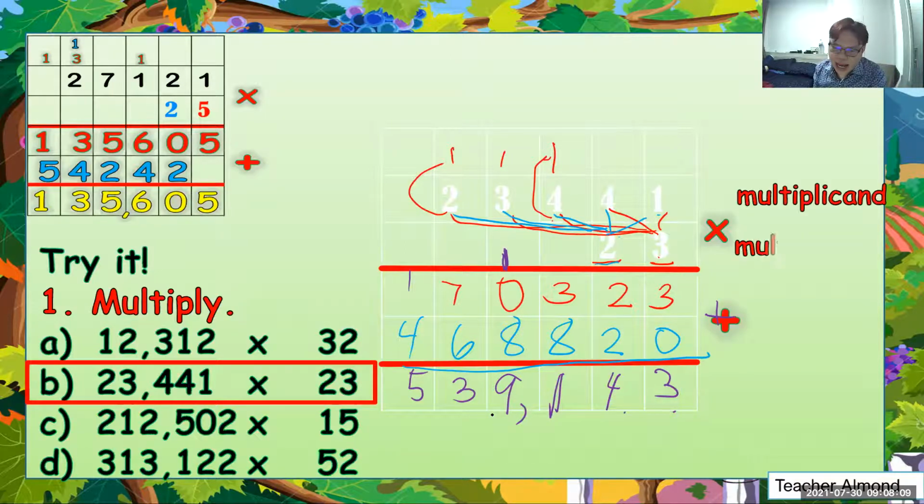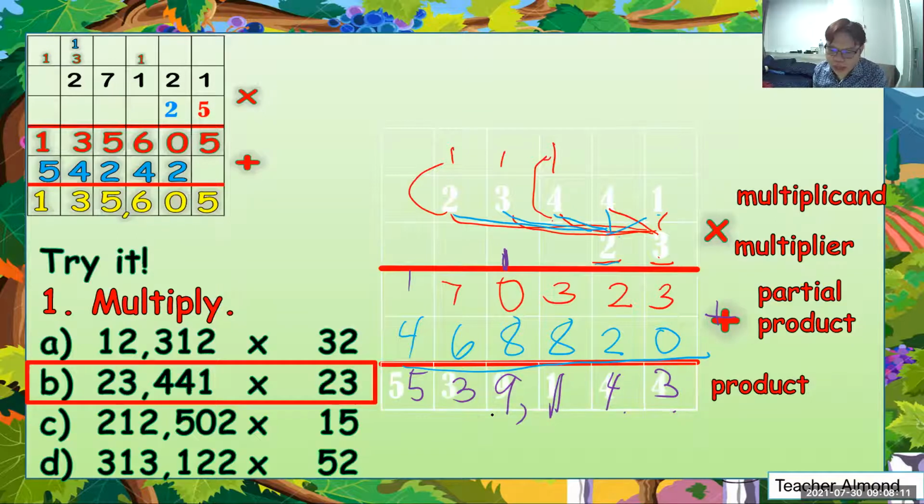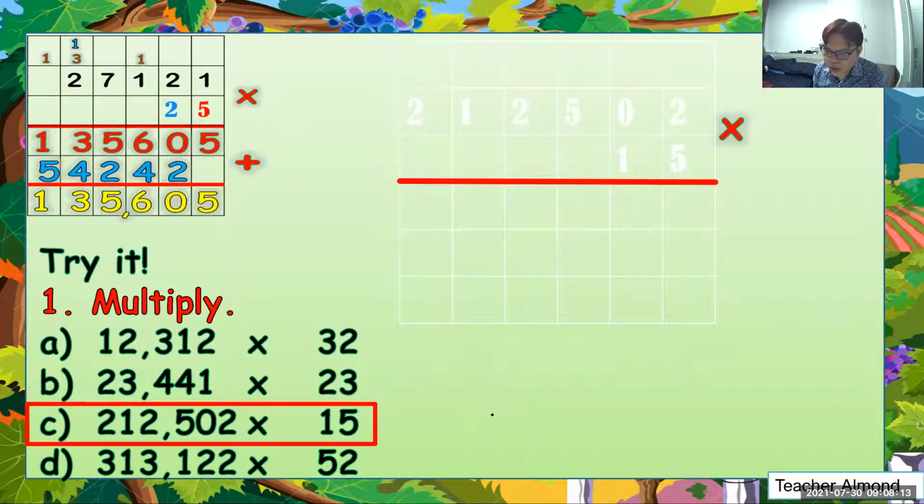Okay, next we have 212,502 times 15. So how do we do that? First, ones place, then tens place. So remember, 5 times 2, that is 10. So write 0.